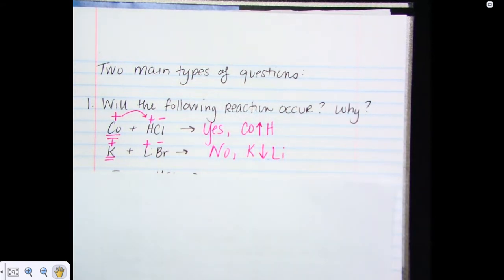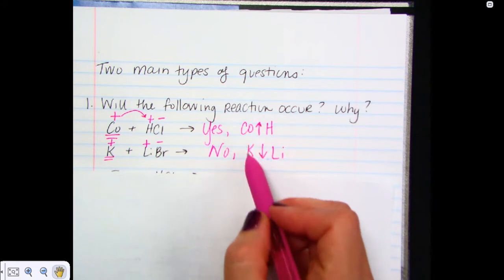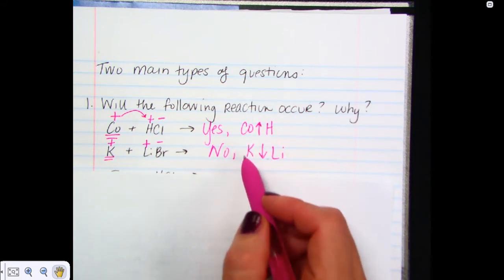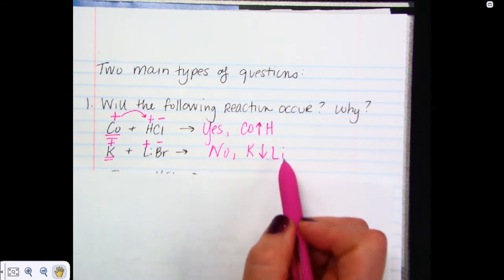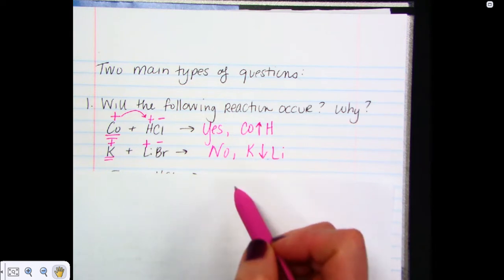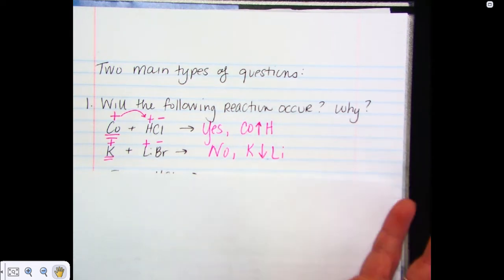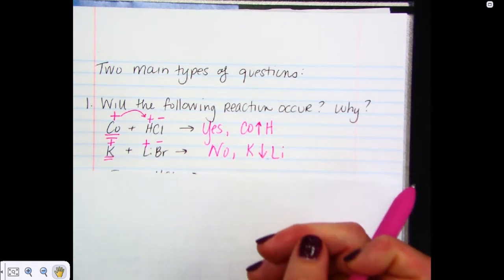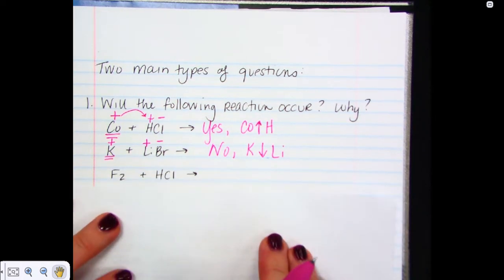I like to keep the convention of doing the single element first. It just makes it easier. You could, I guess, also say because Li is above K, but that just gets really confusing, especially when we're trying to grade this in class. Okay. All right, next one.